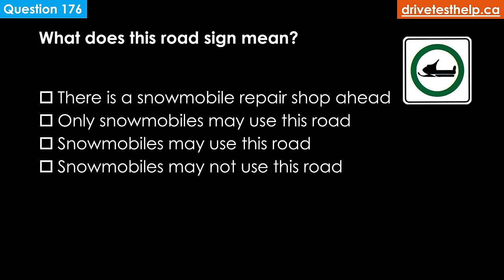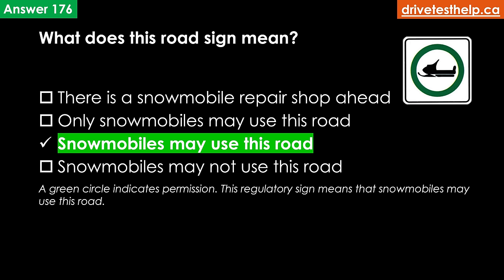What does this road sign mean? There is a snowmobile repair shop ahead. Only snowmobiles may park here. Snowmobiles may use this road. Snowmobiles may not use this road. The correct answer, snowmobiles may use this road. A green circle indicates permission. This regulatory sign means that snowmobiles may use this road.